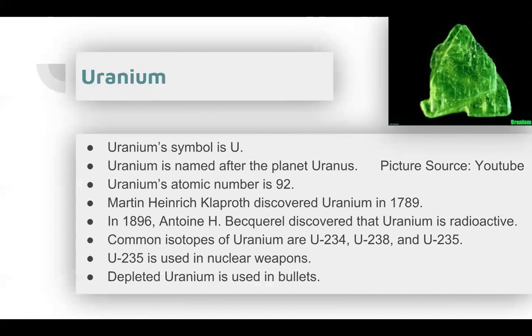Some common isotopes of uranium are U-234, U-238, and U-235. U-234 is the rarest of the three. U-238 is the most common. It's actually legal to own that one in small amounts. And U-235 is used in nuclear weapons. It was used in the Hiroshima bomb, but it was replaced by plutonium in the second one. Depleted uranium is used in bullets as well.